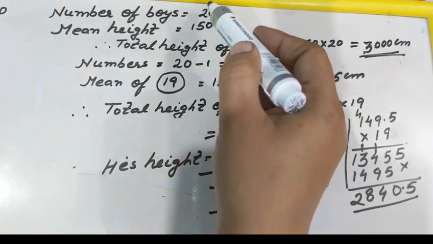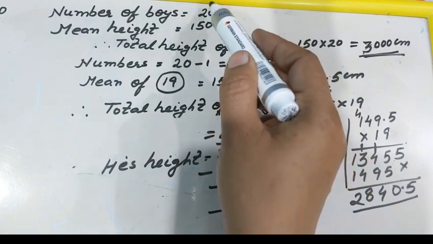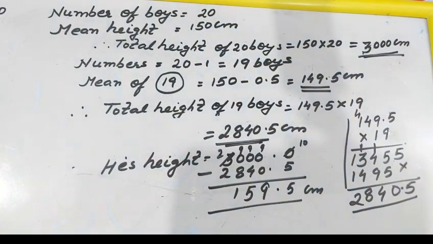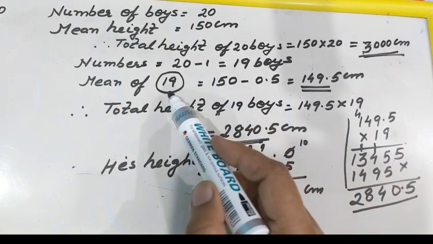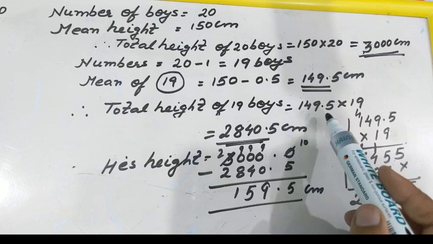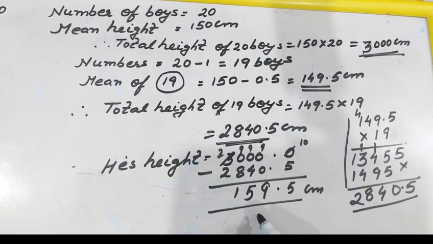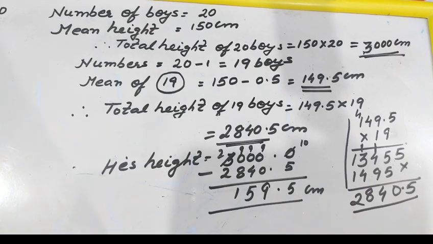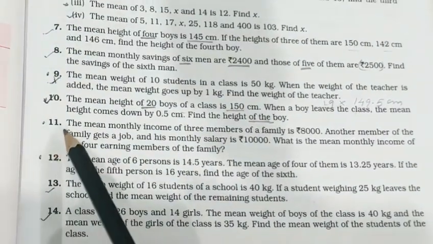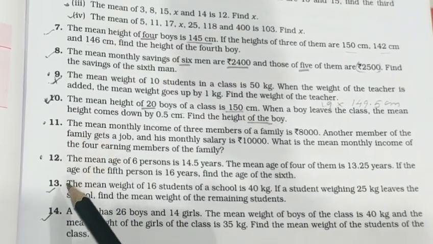First, we find the total height of 20 boys by using the formula mean into the number of observation. Next, again the same formula, mean into the number of observation. You'll get the height of 19 boys. Then find the difference to get the height of the boy who left the class. Children, question number 11 and 12 I have kept for homework. In case of doubt, you may ask me.